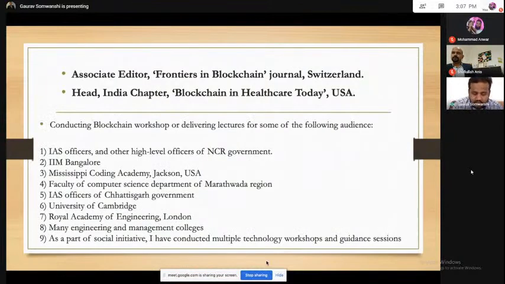And I have also conducted blockchain workshops. The same slides that I'm going to show you have been displayed in other places as well. I've taught at IIS Officers, IIM Bangalore, in the US, in Cambridge and other places. So the same gist of the same workshops is what I'm going to try to deliver over here right now.